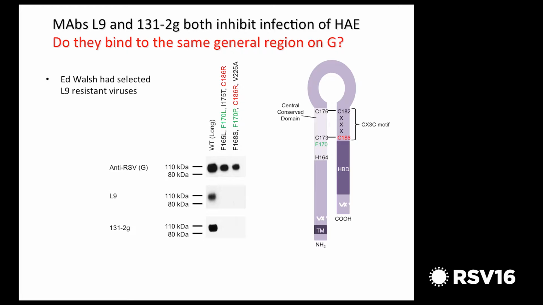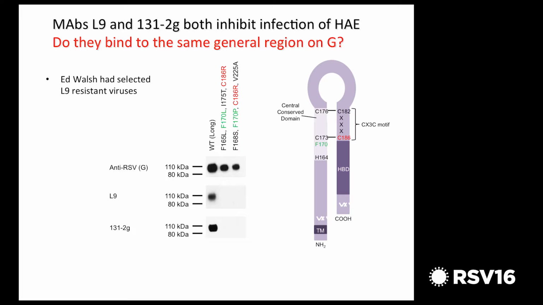And if you look here at the amino acids that have changed, there are actually 4 changes in each of these mutants, but 2 of them are in common, F170L and C186. So these are 2 amino acids right here in the neck. So it seems like one or the other of these is important for binding of both antibodies.